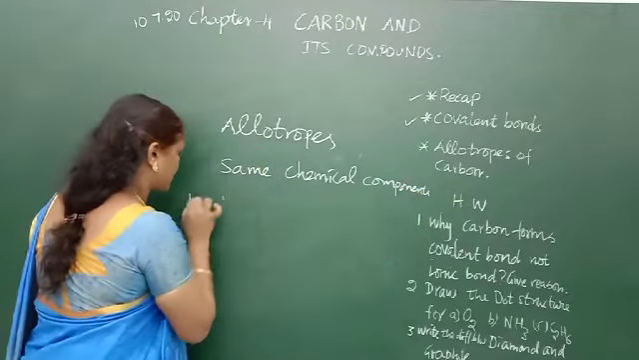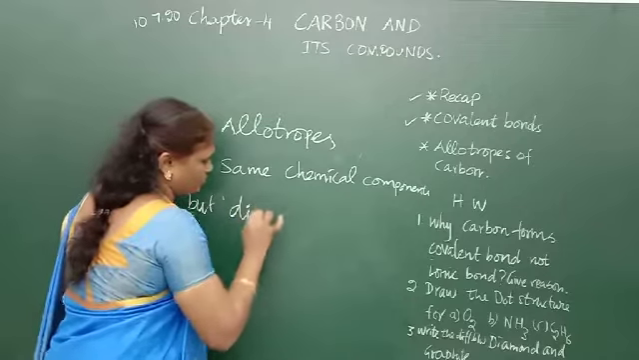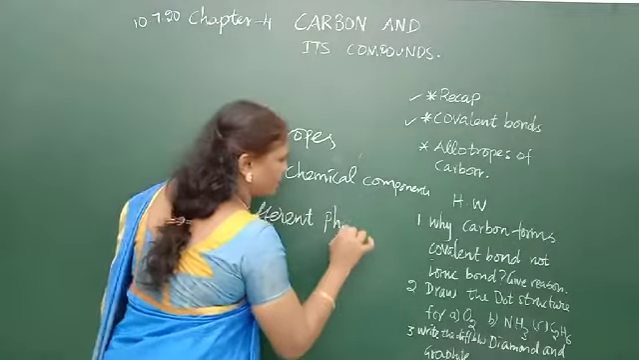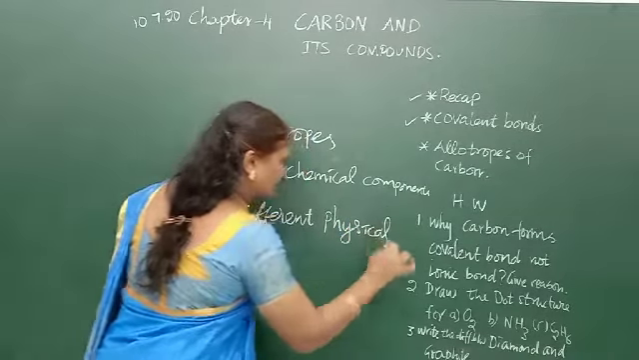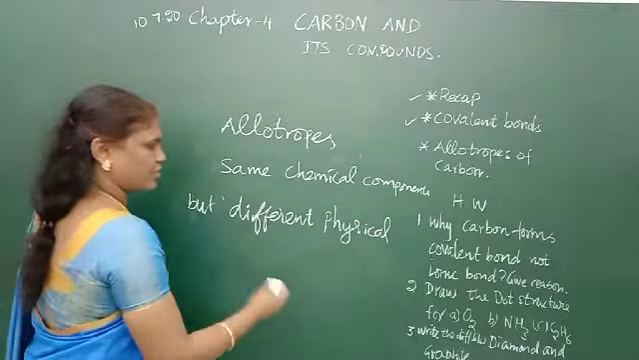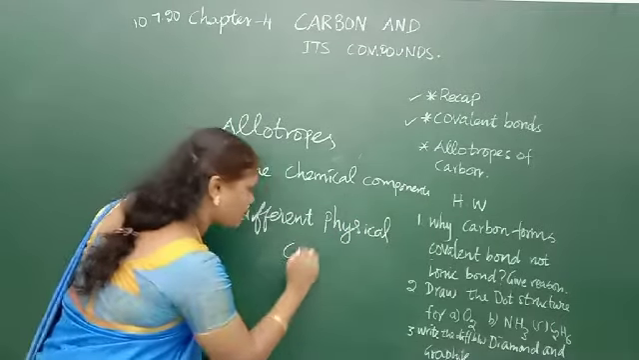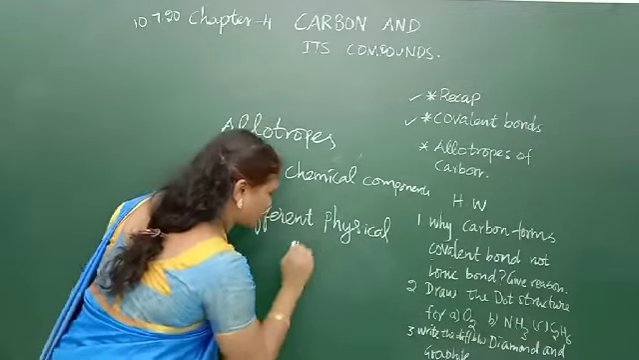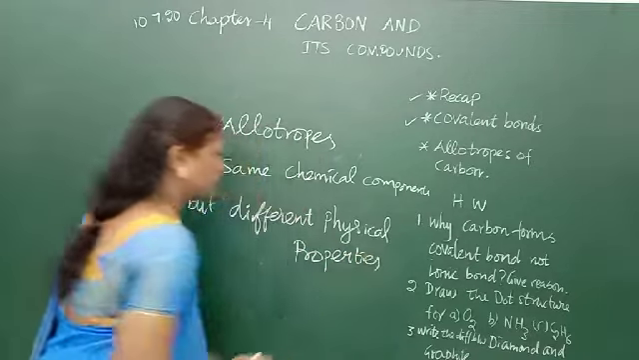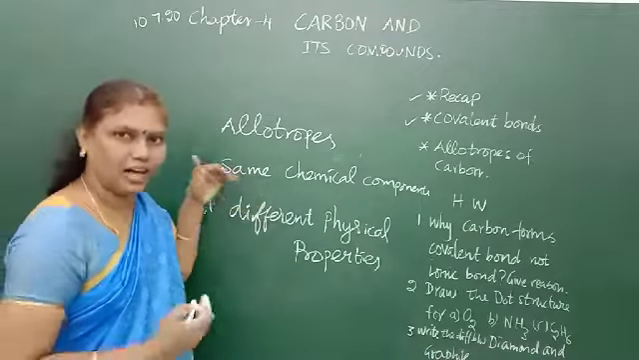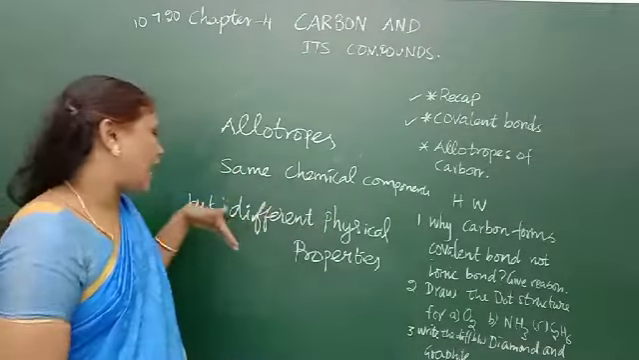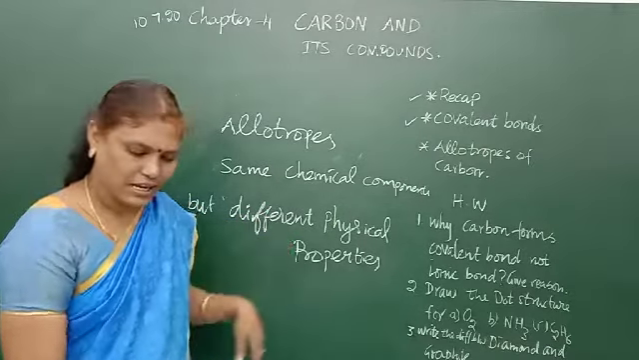Same chemical properties or components, but different physical properties. What are physical properties? Already you know: color, shape, size, texture, all these things change, no? That is called physical properties. So allotropes are the substances which have the same chemical properties, and they have different physical properties.